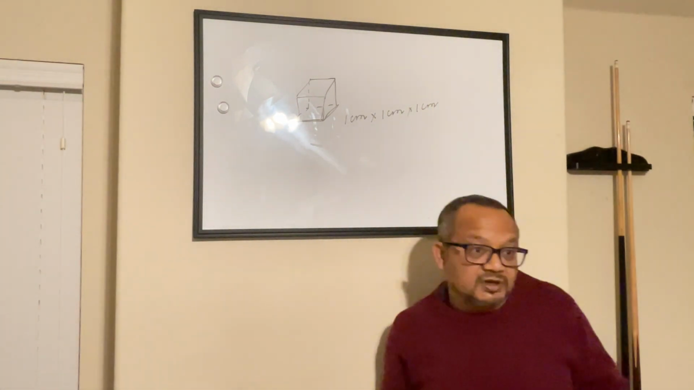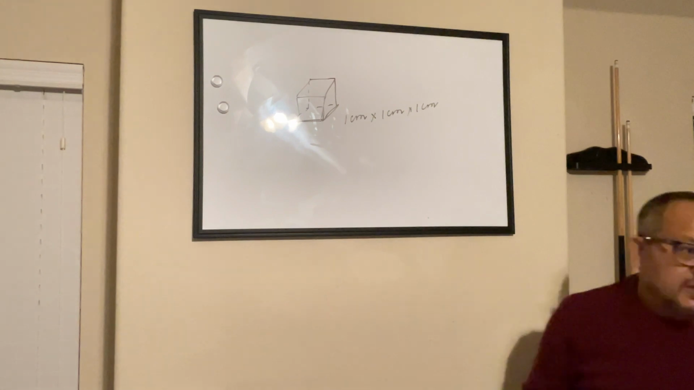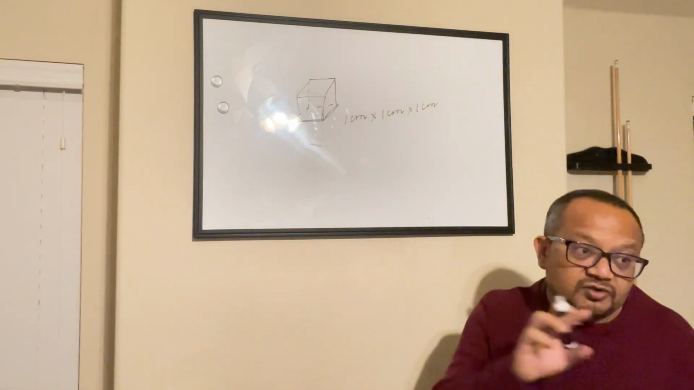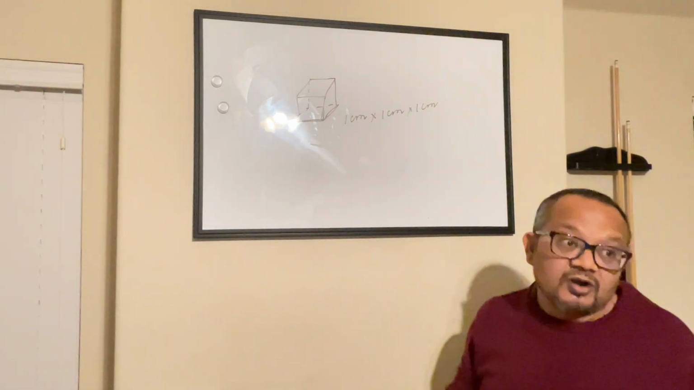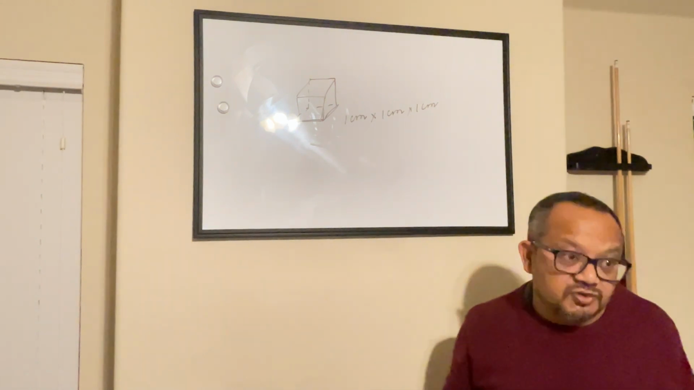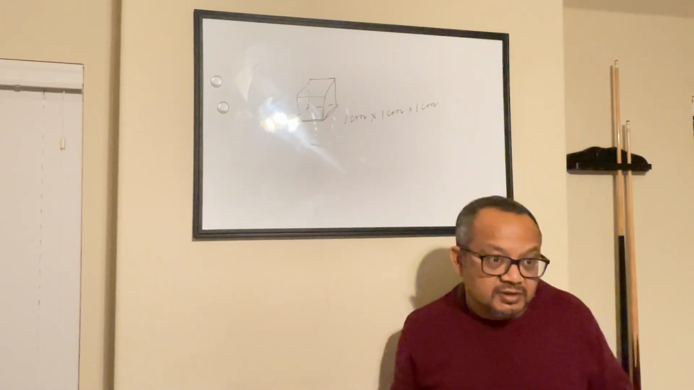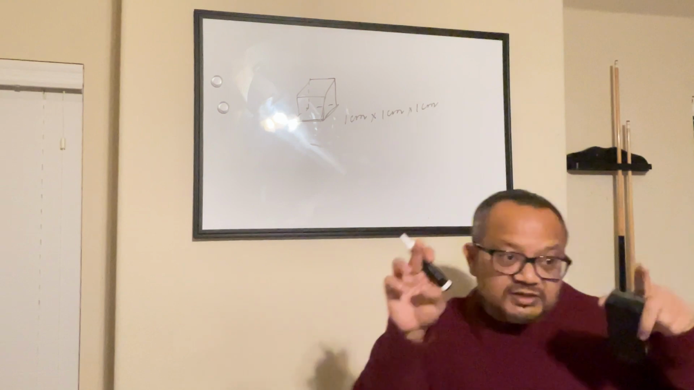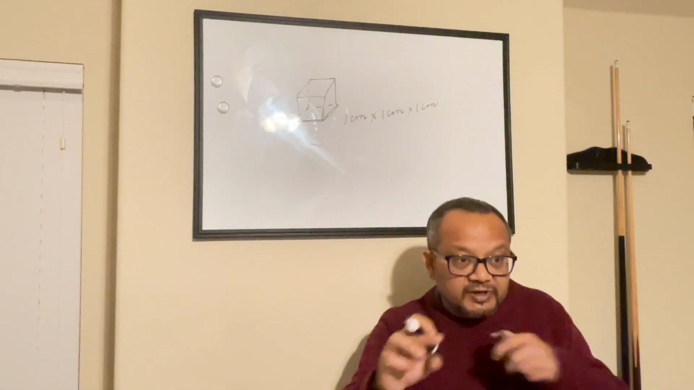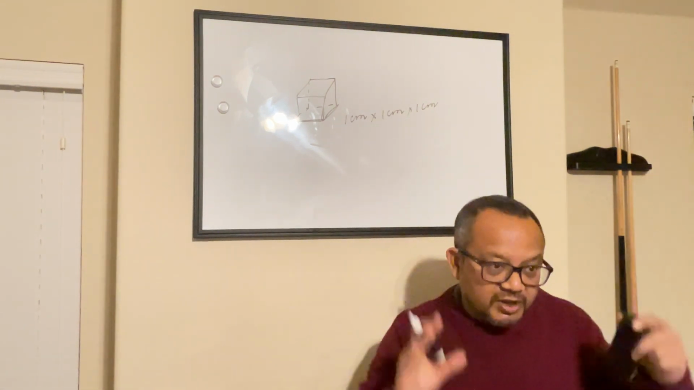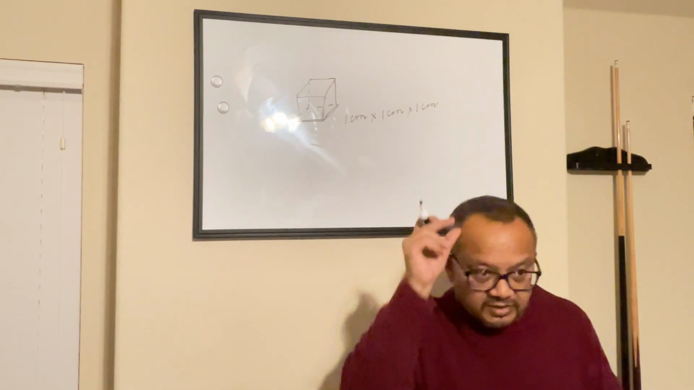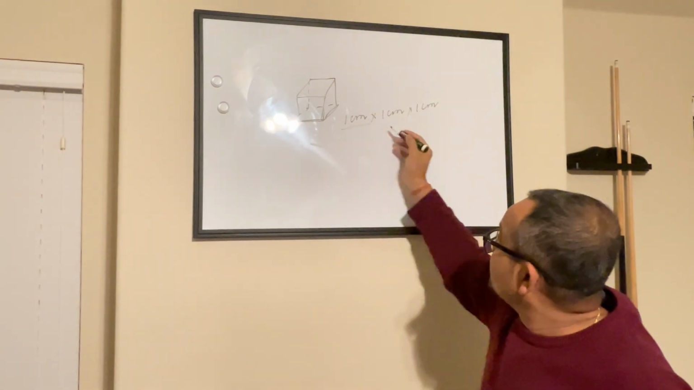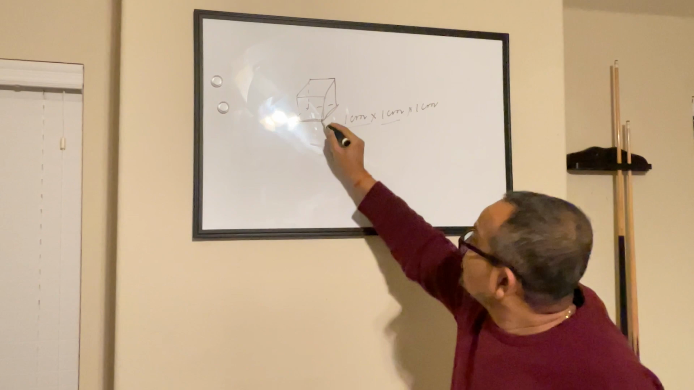The volume of a cube, or of any cuboid, is length into width into height. You know the difference between a cube and a cuboid, right? A cube is where all the sides are the same length. A cuboid is a rectangle with some height. So the volume is length into width into height.